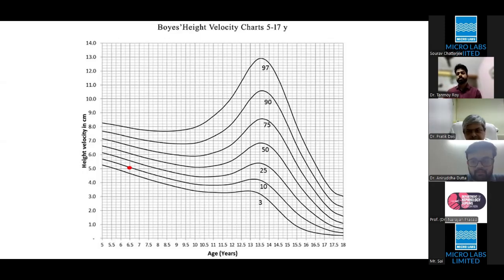The height has not taken place. The height velocity is not up to the mark. It's at the 10th percentile. 10th percentile, right? Yeah.